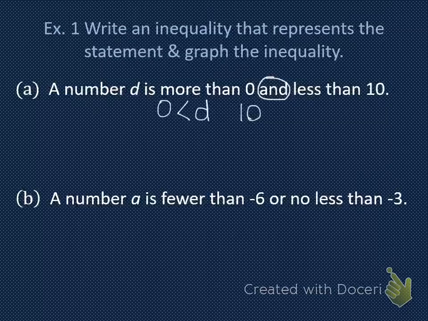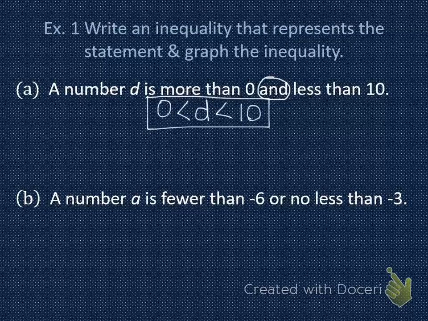So it might look like to you, you put down a less than symbol, but because we read from the variable, that is D is greater than 0. Now, it says and less than 10. So what obvious symbol are we using for the other inequality? Less than. It says less than 10, so D is less than 10. So there is your compound inequality. And again, we knew to put the variable in the middle because this was an and problem.